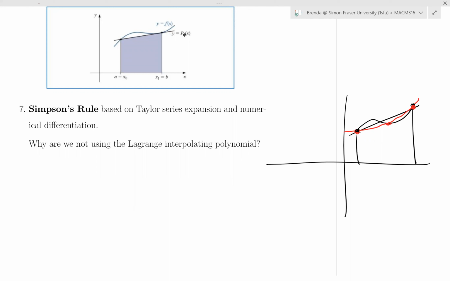You do exactly the same thing and derive the formula for Simpson's rule and get an error bound on Simpson's rule. We will do that on Friday.